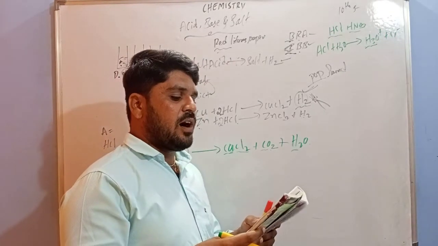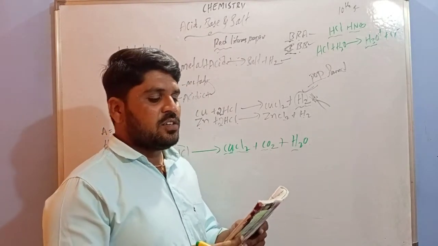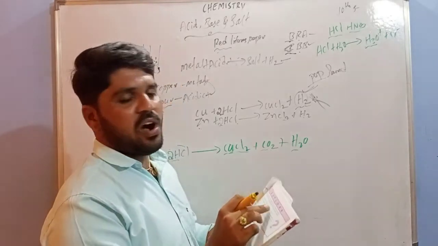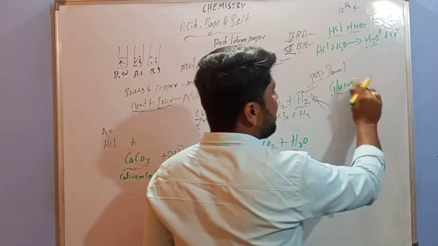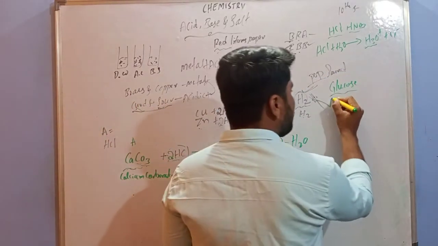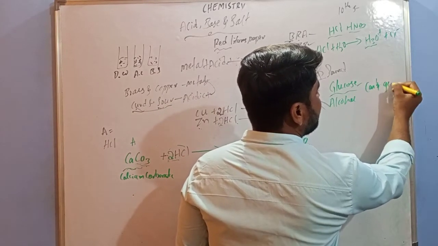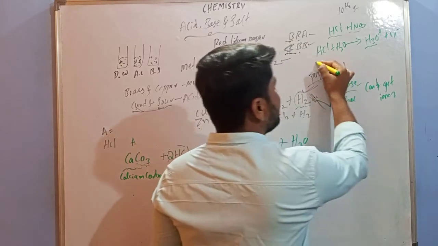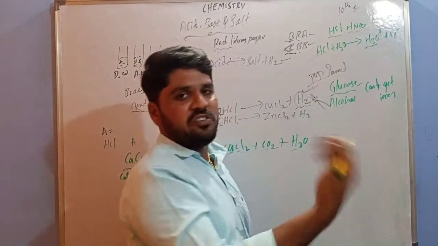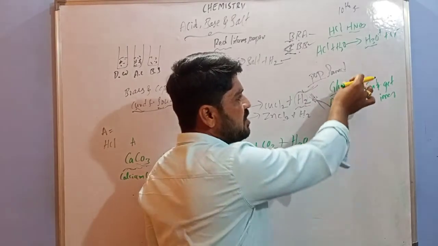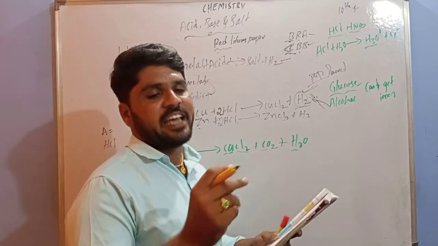While solutions of compounds like alcohols and glucose do not show acidic nature. So acidic character is not shown by alcohols and glucose. Why? Because glucose and alcohol cannot get ionized. In HCl, H plus ions are there. So in aqueous solution, HCl and HNO3 produce H plus ions. Alcohol and glucose cannot produce H plus ions. That's why they do not show acidic character.